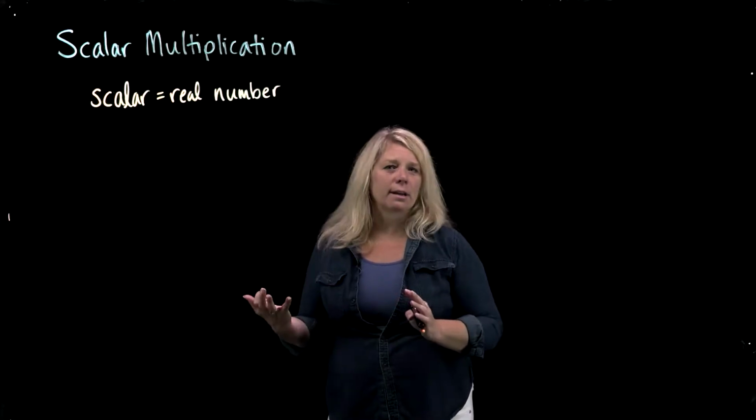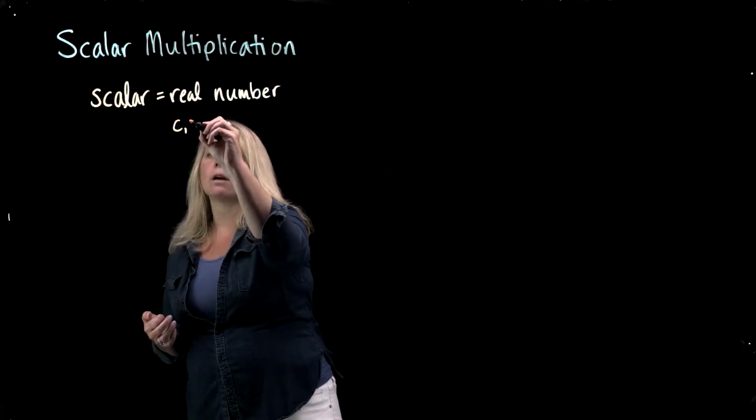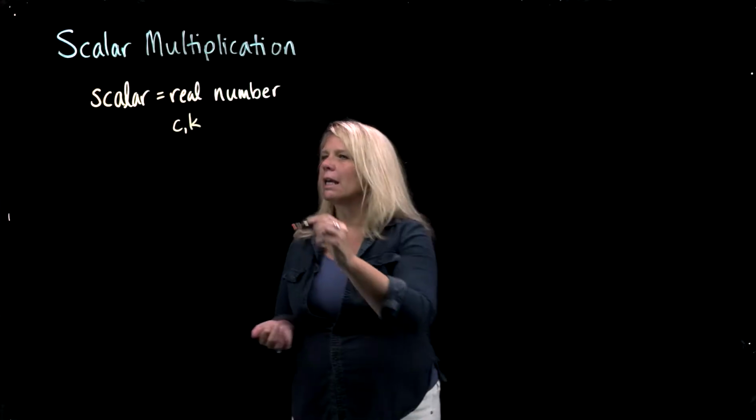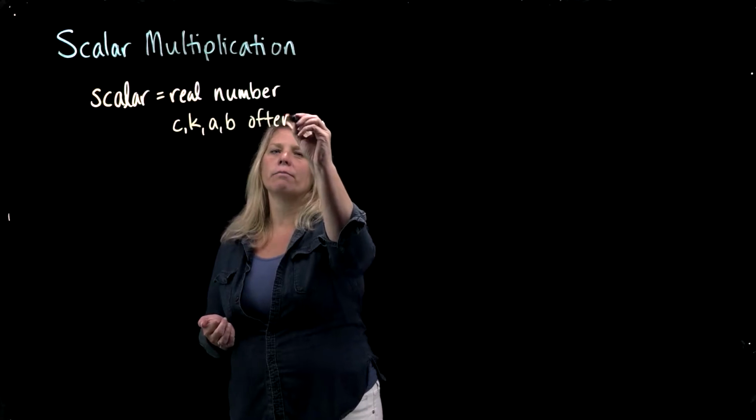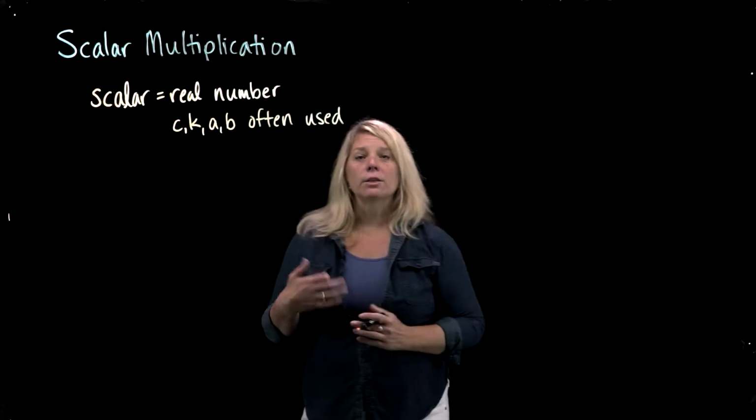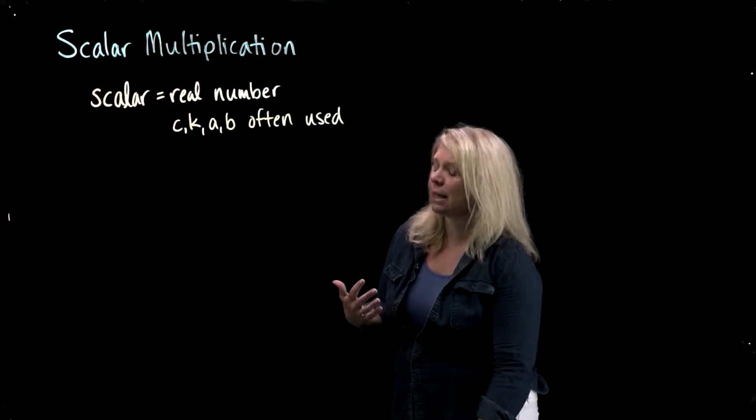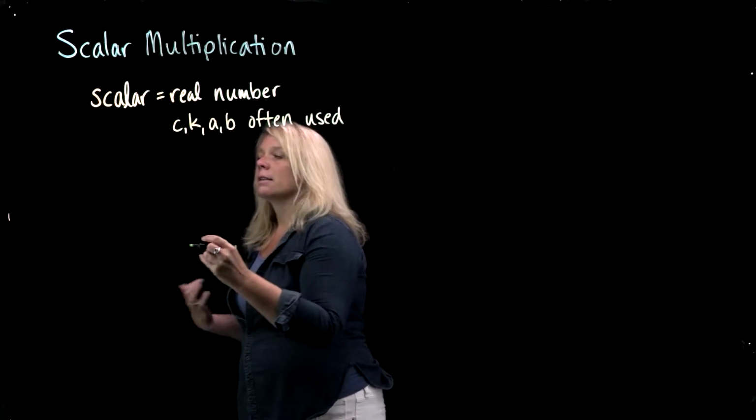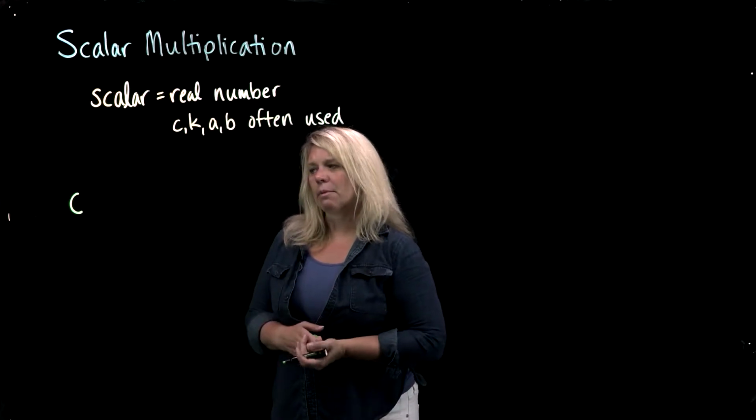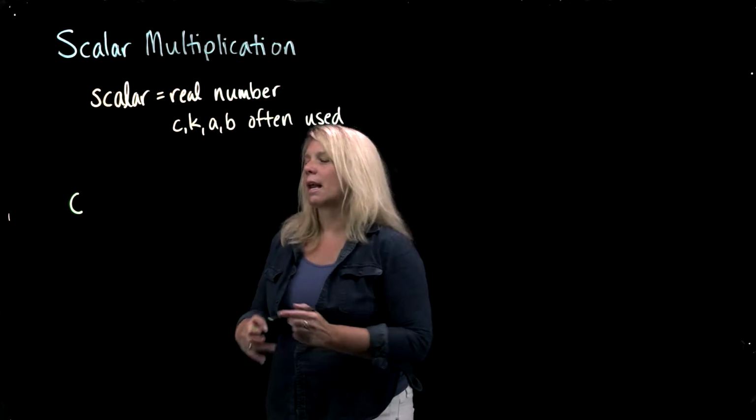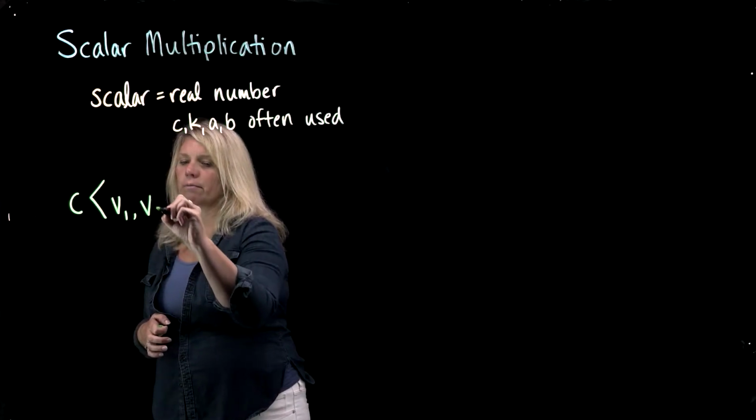And so we have some particular letters that we sometimes use to denote those. Often we use C or K, or sometimes A or B, or things like that, often used to represent a scalar. All right, so what we want to talk about today, though, is what's called scalar multiplication. So this is the idea of taking a scalar, C, times a vector, V. So I'm just going to write that using that same notation that we've used before. So I'm going to use C for my scalar here, and I'm going to write the vector here in terms of its components.